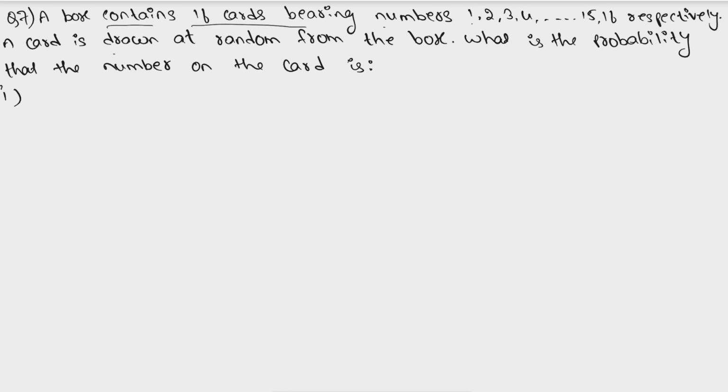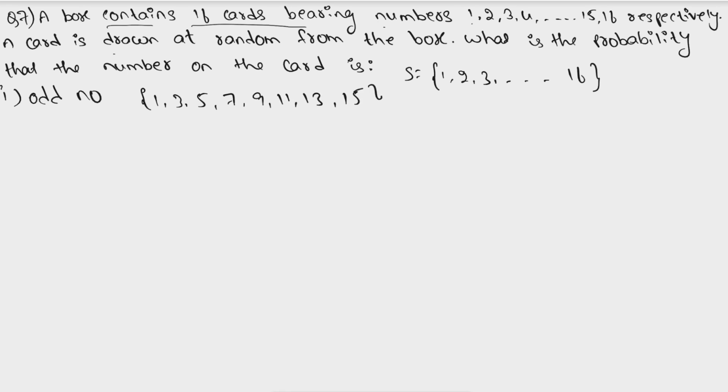The first one is we need to find the probability of getting an odd numbered card. Odd number. How many odd numbers will we have? First, we need to write the sample space. What will be our sample space? All the numbers from 1 to 16. These are the elements in our sample space. And what are the elements in the favorable outcomes? We'll have all the odd numbers, which is 1, 3, 5, 7, 9, 11, 13 and 15. These are our favorable outcomes.